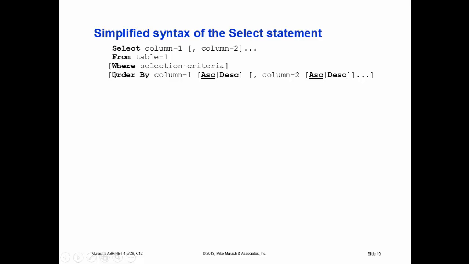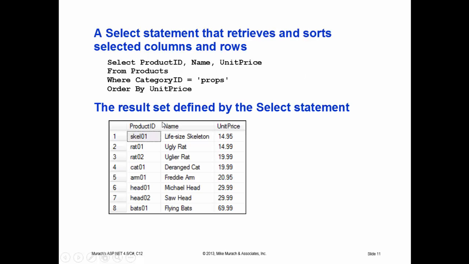You can have a where clause, that's optional, where ID is equal to 5, where total is greater than 300. And you can have order by, so ascending, which is the default, or descending, which column that you're going to sort by. You can have multiple sorting of different columns. So here's an example of a select statement that grabs 3 columns from the products table, but only where the category ID is props, and we're sorting by unit price. And this is the result.